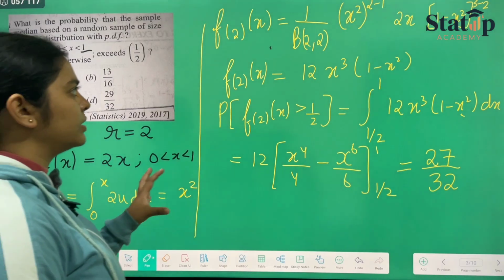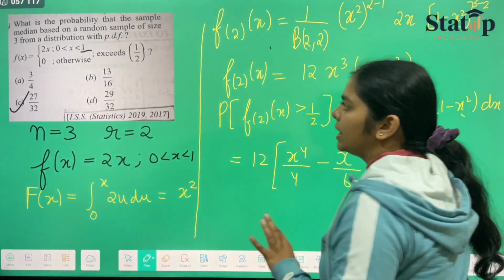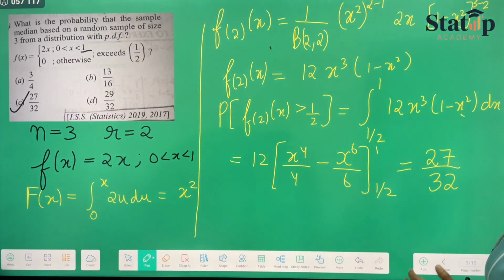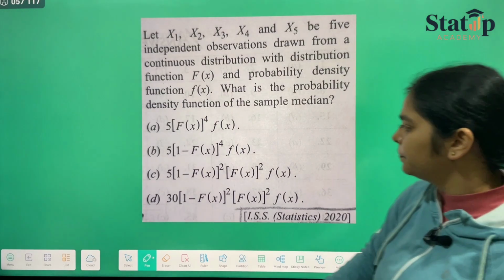Okay, so this is how we solve this. I hope that this question is clear. It was a bit tough, and I haven't done the small calculations that you can do. I have just made you realize the concept, and you can do it on your own. Now moving forward to another question.